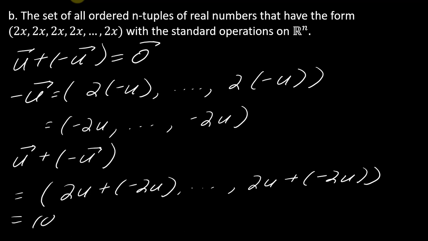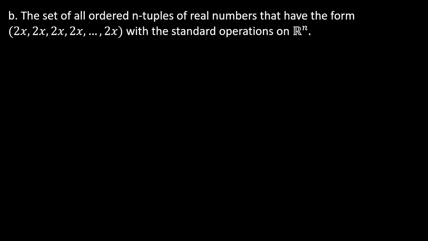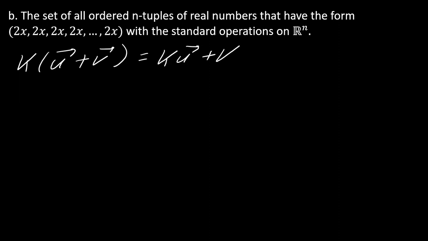And so this will just end up equaling a whole bunch of zeros. So this is what I wanted to fulfill. So we're good to go here. And now I'll do that last axiom, so I'll make some space again. So for that last axiom, I've got k times u plus v. So I need to show that this equals ku plus kv.